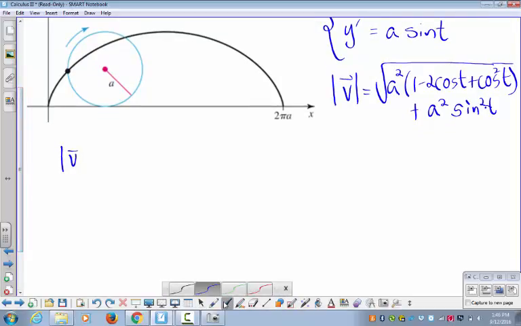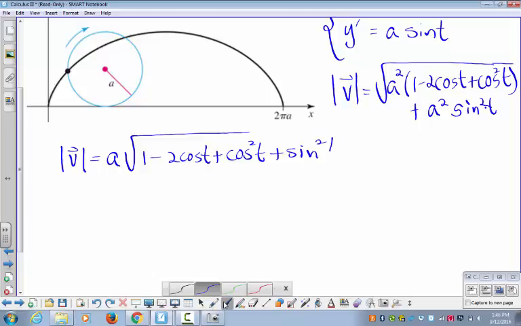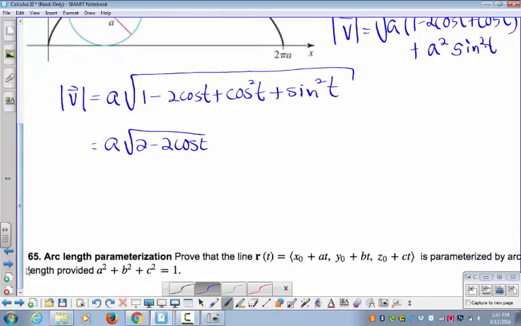And that tells us that our speed is, all right, we'll distribute, well actually the a squared can factor out to the front as an a. And then on the inside we have 1 minus 2 cosine of t plus cosine squared plus sine squared. That of course turns into a 1. So we have 2 minus 2 cosine of t. That's the speed.